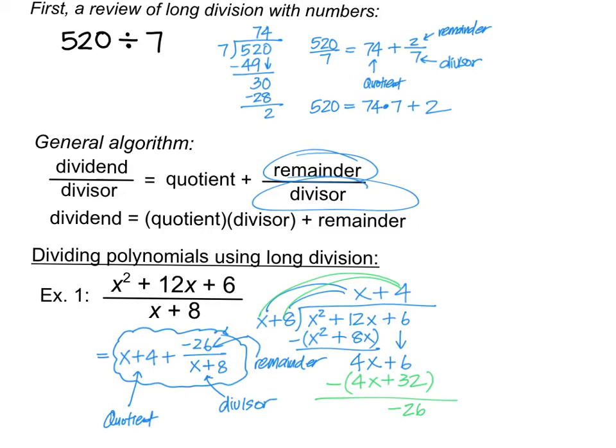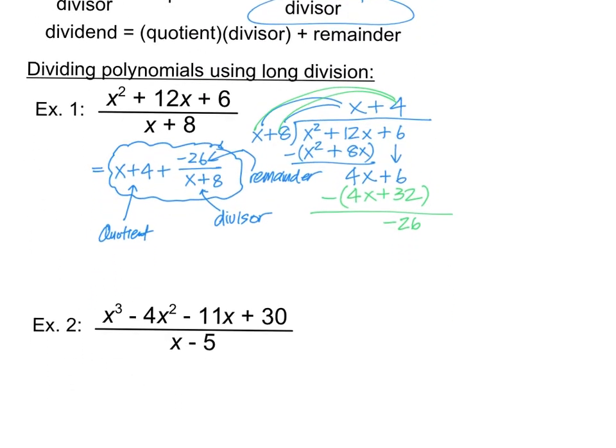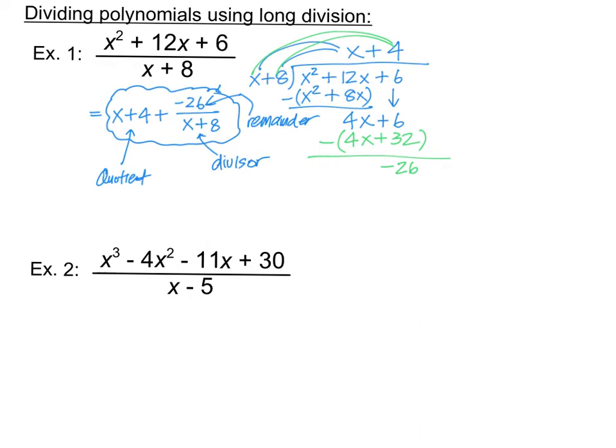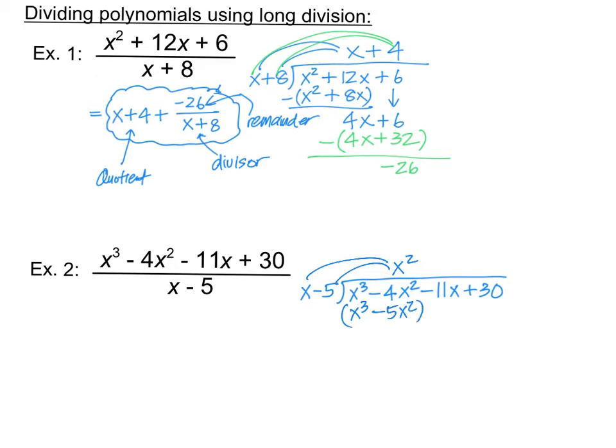All right, I'm going to walk you through another example before you try some on your own. Over here, we put the numerator inside. We put the divisor outside. And now we go x times what is x cubed, and it's x squared. So I'm going to put x squared over here, and then I'm going to distribute like that. So then we have x cubed minus 5x squared. Put this in parentheses so that we can subtract the whole quantity.